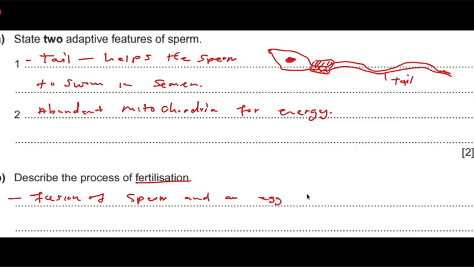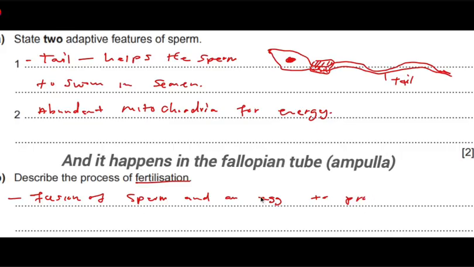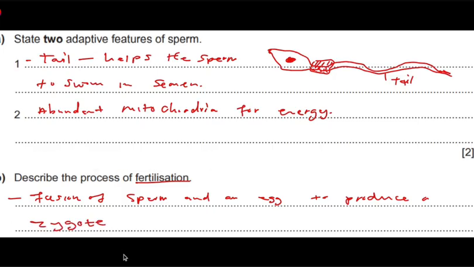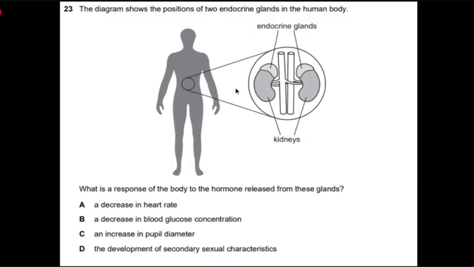Okay. Then once they fuse, what is going to happen? To produce now a zygote. So a zygote is produced when a sperm and an egg fuse. So to produce a zygote. Okay, zygote. As simple as that. So that is how you're supposed to write that one. Alright, so let's jump to multiple choice questions.